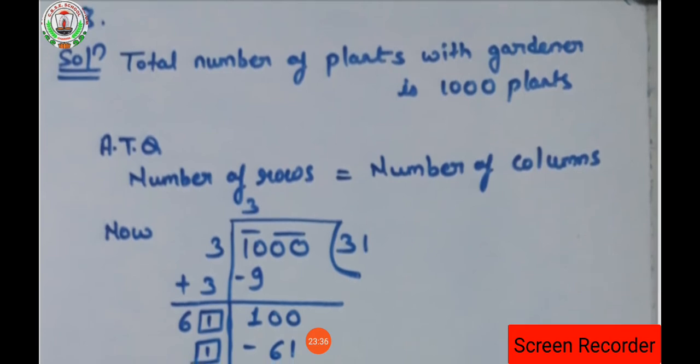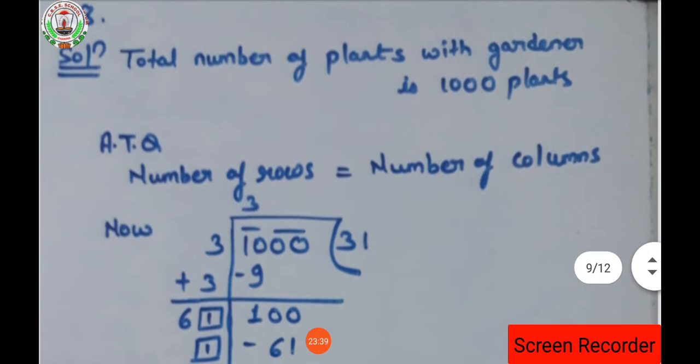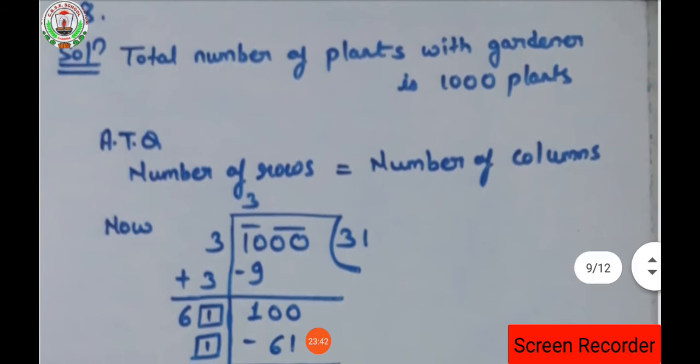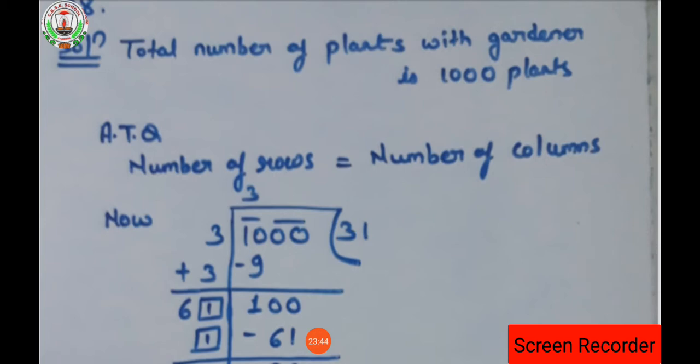Next, 8th question. What does the 8th question say? I have already given you the question. Just go through the questions or look at your book. Okay. The total number of plants with the gardener is 1000. Now the gardener wants to plant these plants in the garden in such a way that the number of rows and the number of columns will be equal. So the condition for the gardener is that the number of rows and the number of columns must be equal.